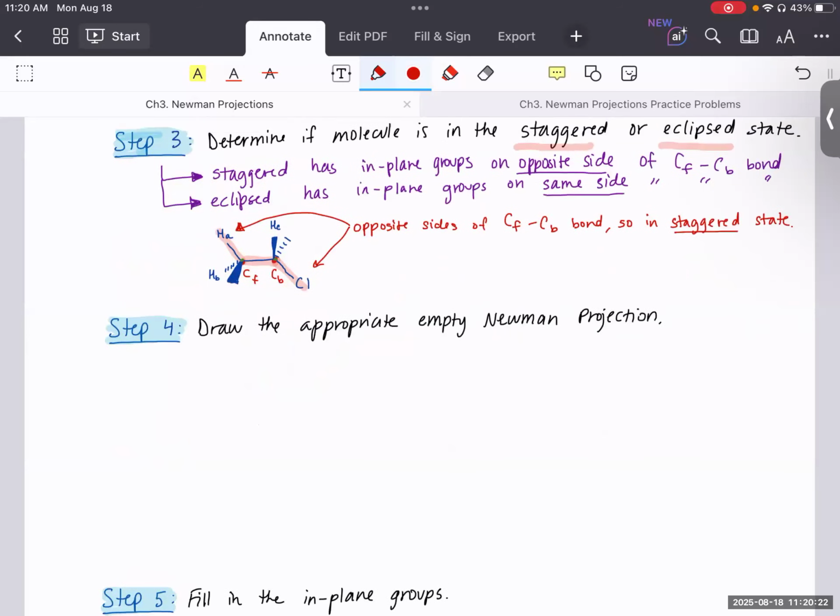All right, next we want to draw the appropriate Newman projection that's empty. So we're not going to fill in groups yet. We're just going to draw that empty circle. And so there are 4 different options for an empty Newman projection. So I'll draw all 4 right now and talk about those differences. All right, so in this first one, we're going to have a staggered state. Next, we're going to have an eclipse state.